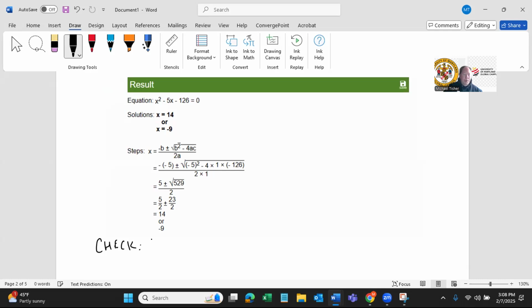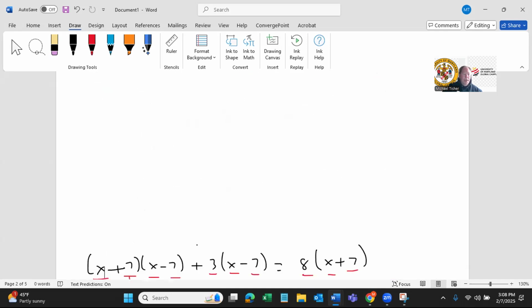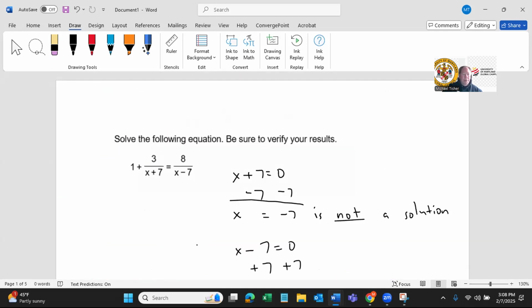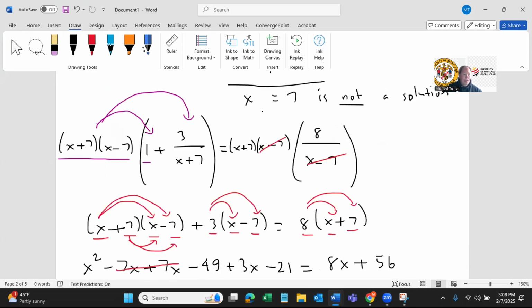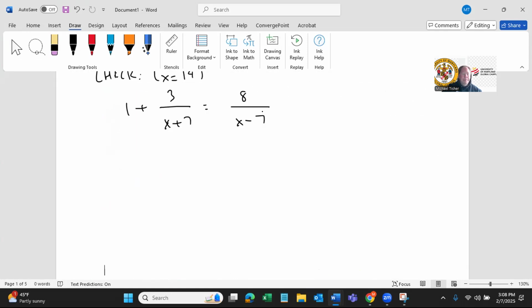We'll check x equals 14 first. All right, we'll write down the original equation. The original equation was 1 plus 3 over x plus 7 equals 8 over x minus 7. So 1 plus 3 over x plus 7 equals 8 over x minus 7, I believe. Yes. I'll put the 14 in. So 1 plus 3 over 14 plus 7 equals 8 over 14 minus 7.